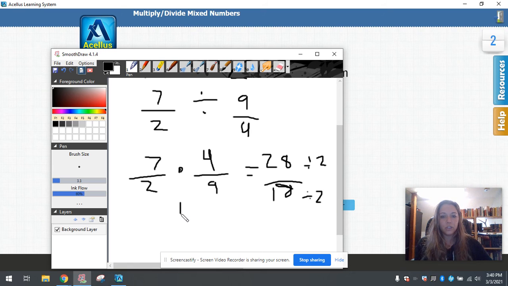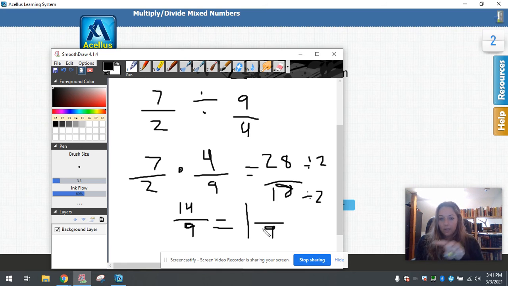28 divided by 2 is 14. 18 divided by 2 is 9. These numbers, 14 and 9, don't have common factors. 9 isn't even. 14 is not divisible by 3. So we'll go to our calculator. We'll go 14 divided by 9. You'll get 1.555555. You keep the 1 for our whole number. Our denominator does not change.